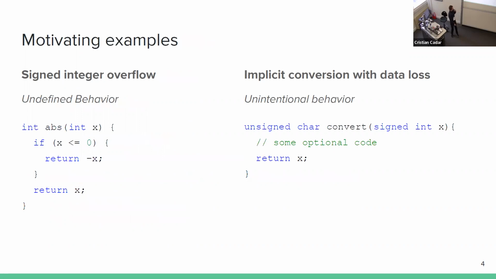On the left-hand side, integer overflow gets missed. It is clearly undefined behavior, but compilation and calling this function with a symbolic argument doesn't produce error tests. On the right-hand side, implicit conversion from integer type to char type with data loss also gets missed. This is not undefined behavior, but often unintentional behavior and may also be a bug.